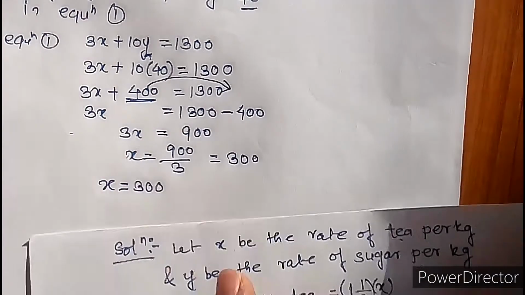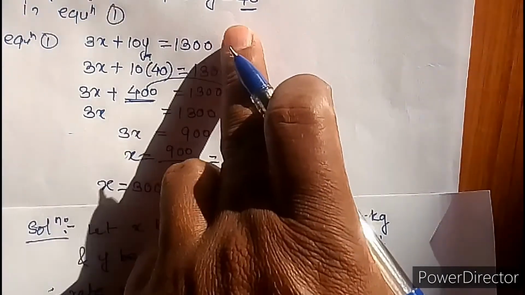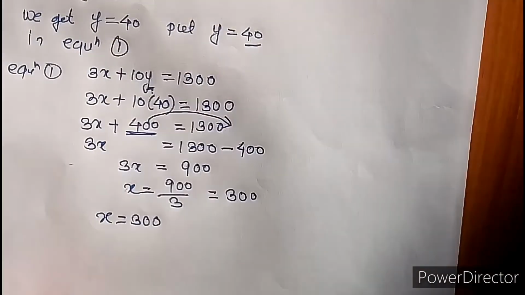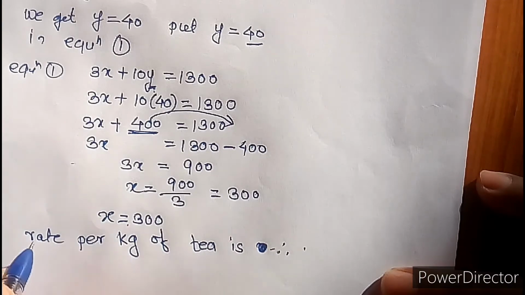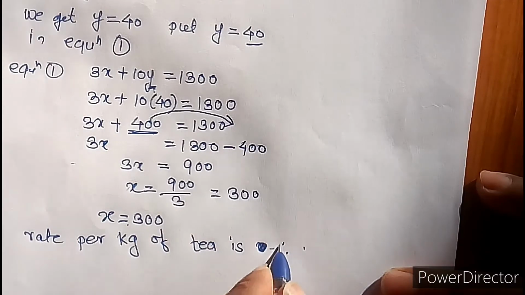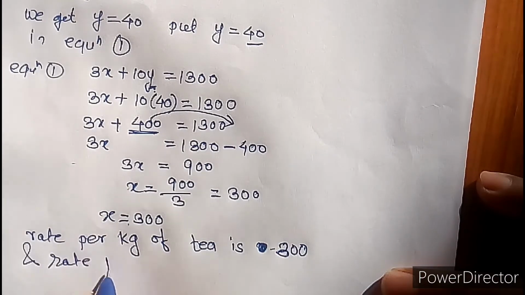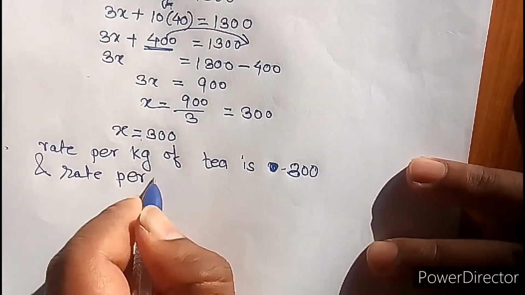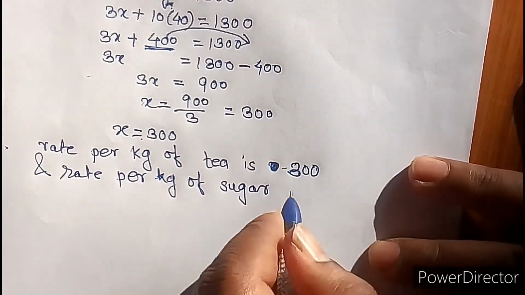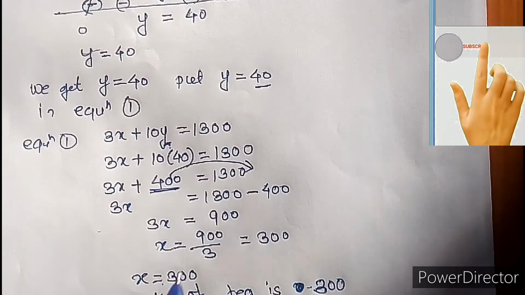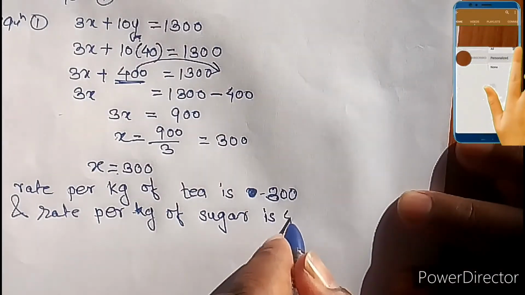But here x is the rate per kg of tea and y is the rate per kg of sugar. Therefore the rate per kg of tea is x, and x is 300, therefore the rate per kg of tea is 300, and the rate per kg of sugar is y, and we get the value of y is 40. Therefore the rate per kg of sugar is 40.